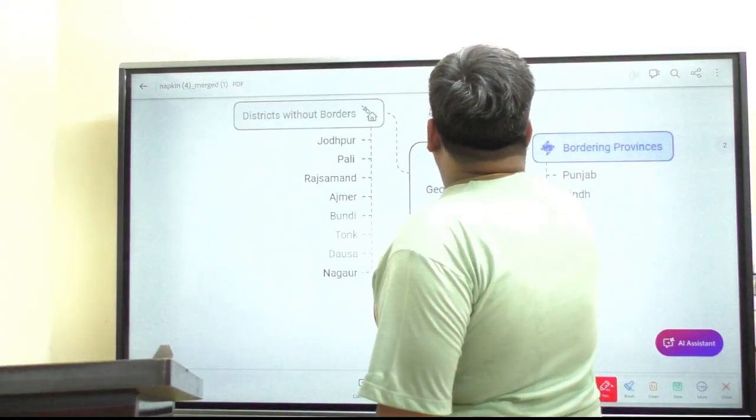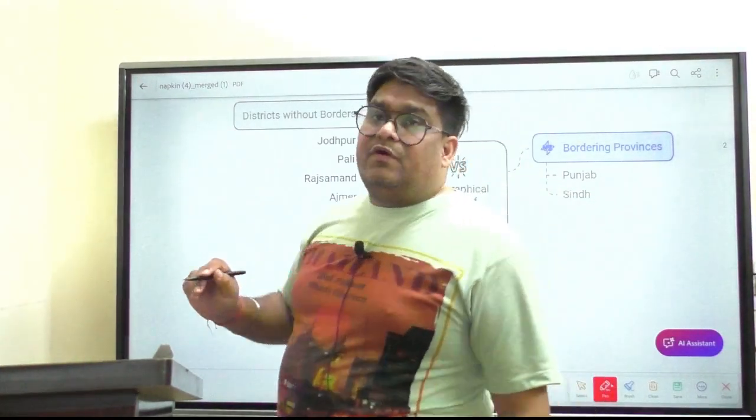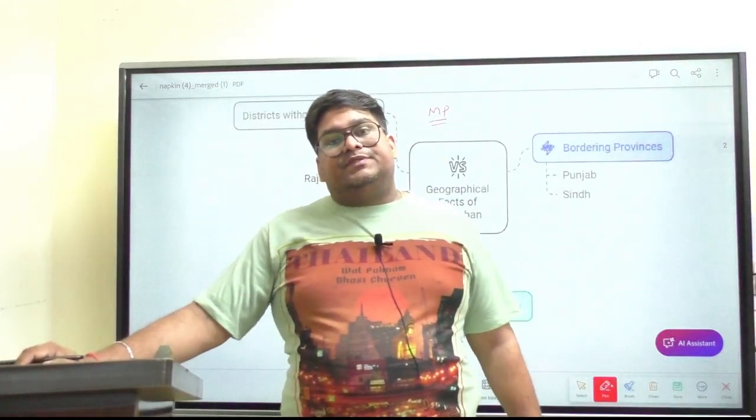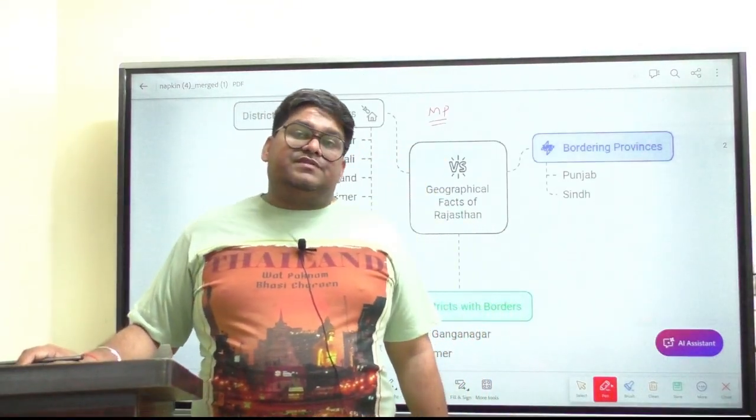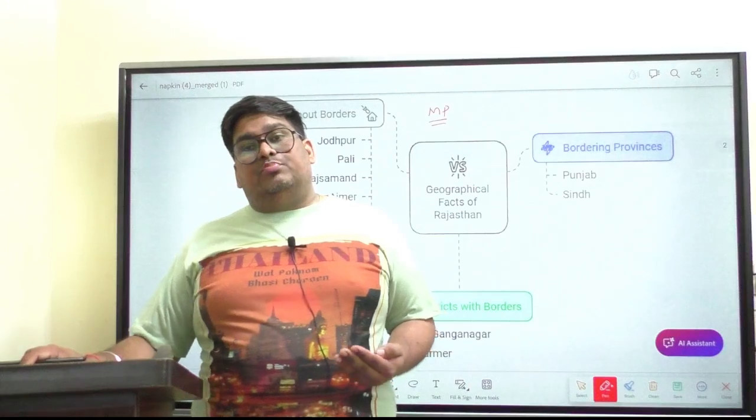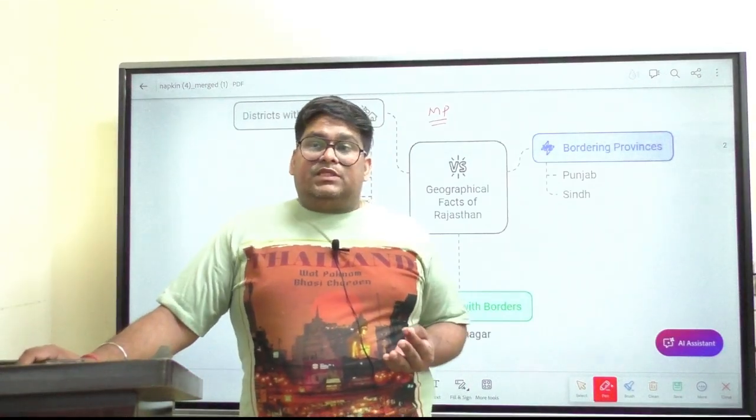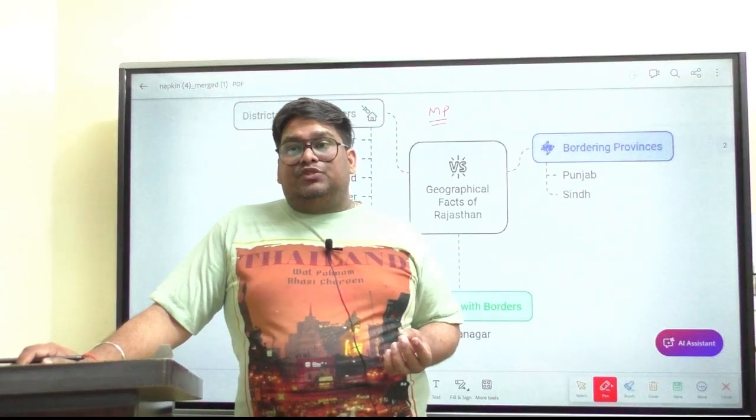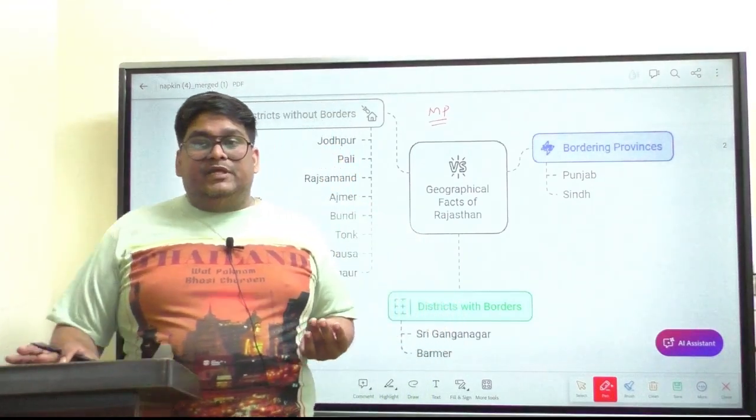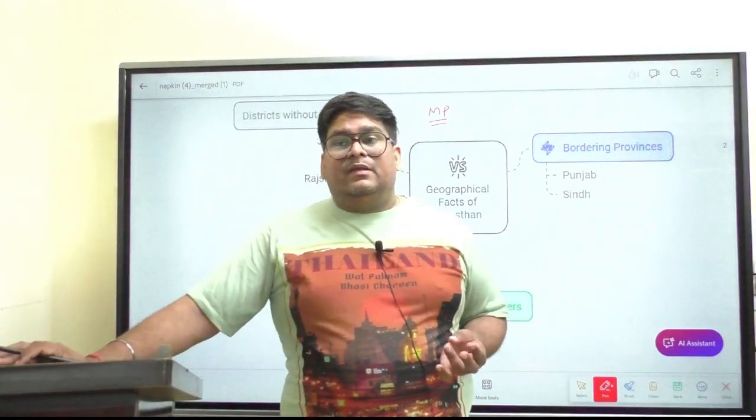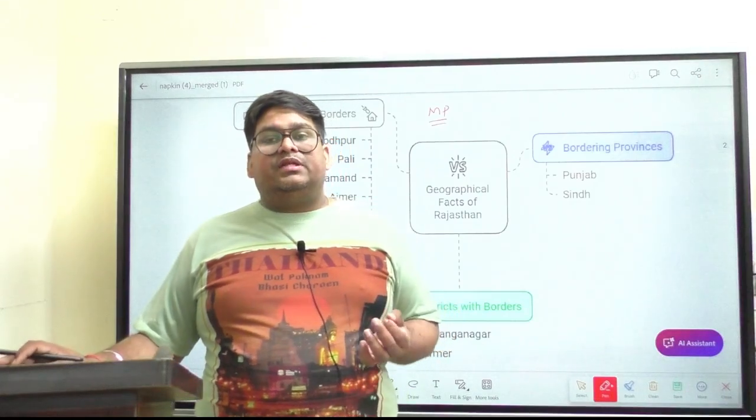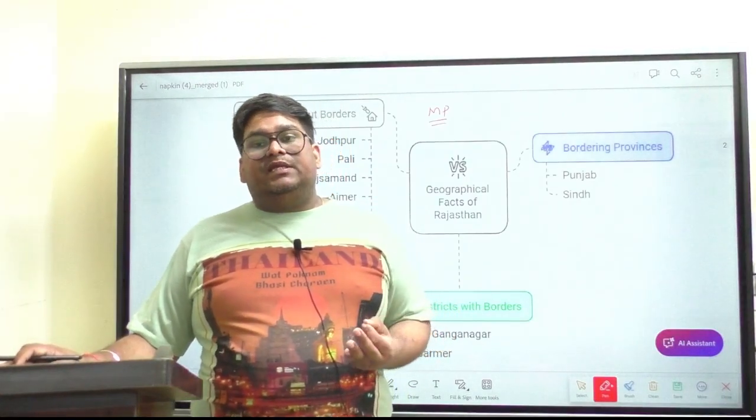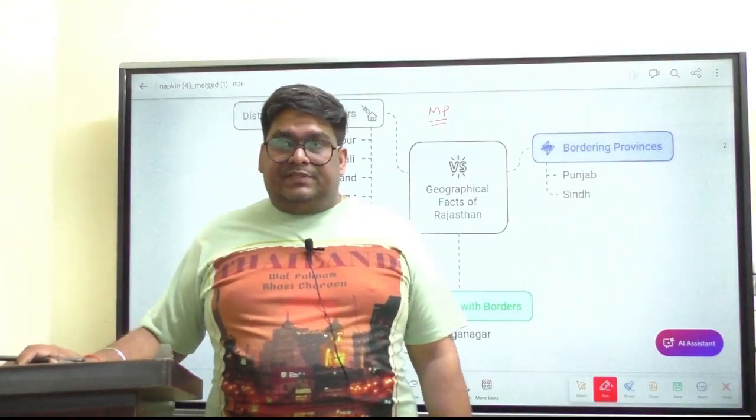Madhya Pradesh is a neighboring state of Rajasthan. It touches many districts of Rajasthan. For example, Dholpur, Karauli, Sawai Madhopur, Kota, Baran, Jhalawar, Chittorgarh, Bhilwara, Banswara and Pratapgarh. Almost 9 districts are basically touched by Madhya Pradesh.